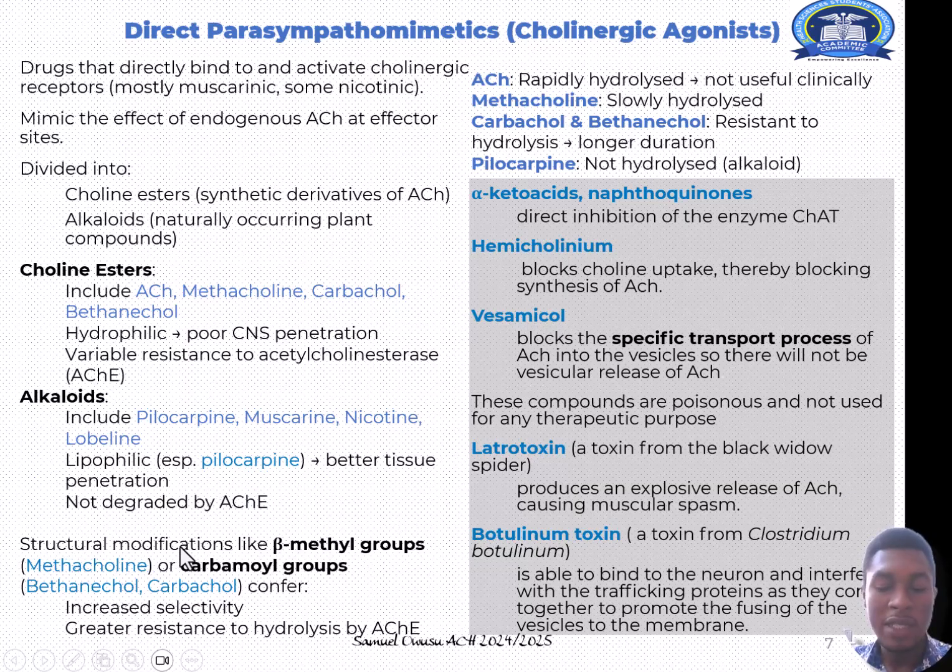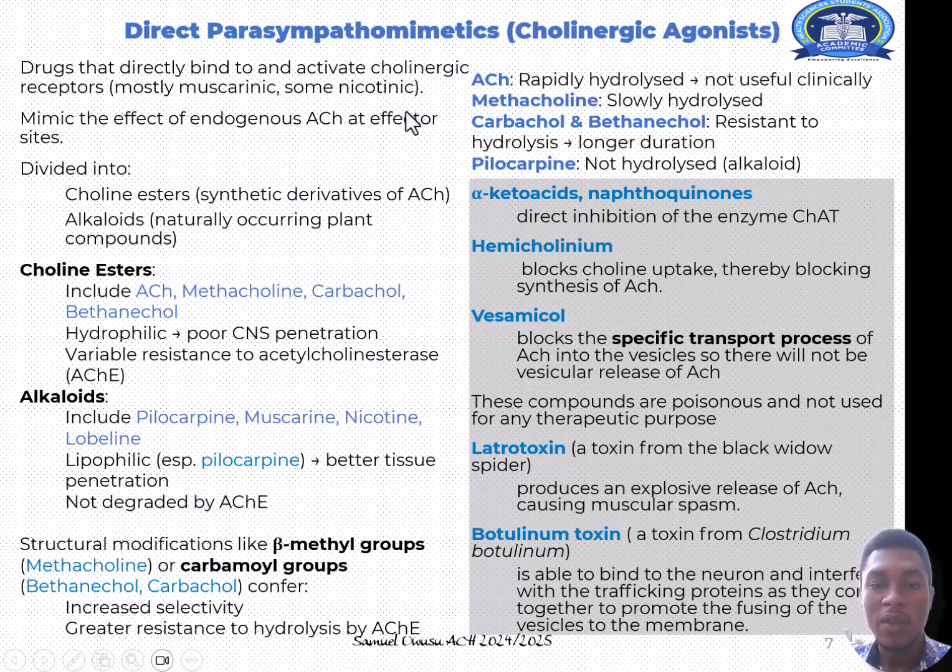There are some structural modifications which tend to increase the selectivity and the resistance to acetylcholinesterase. If you take methacholine, between methacholine and acetylcholine, methacholine is slowly hydrolyzed by acetylcholinesterase because of the addition of the beta-methyl group to the structure. But the carbamoyl groups or the amide groups in bethanechol and carbachol tend to increase the resistance, like I mentioned. So there are these agents that I want to talk about too.